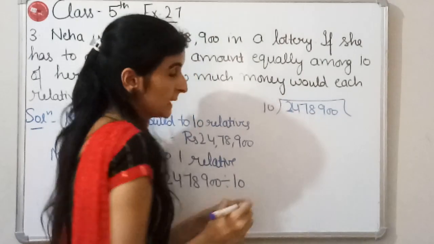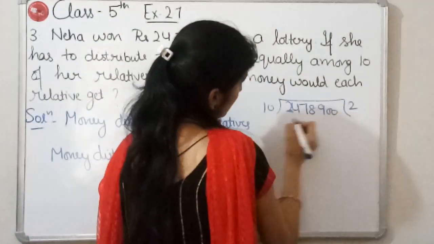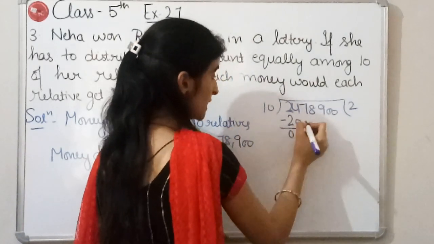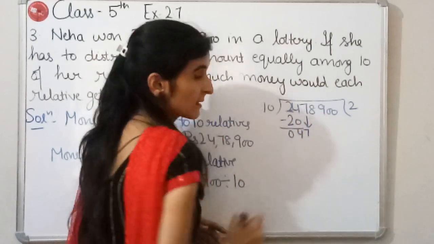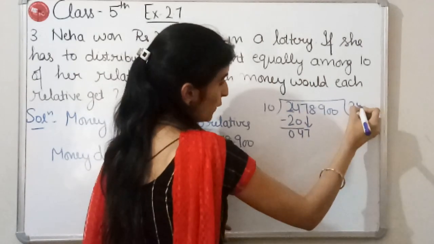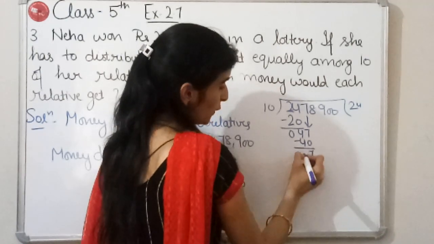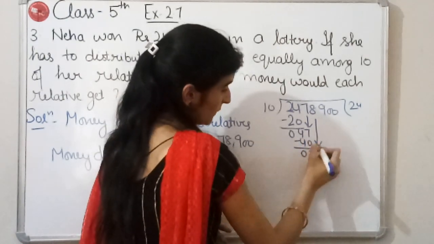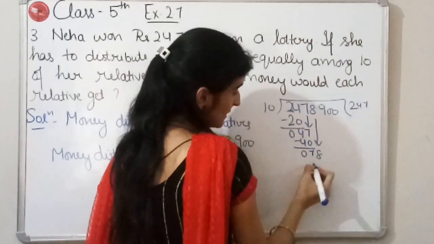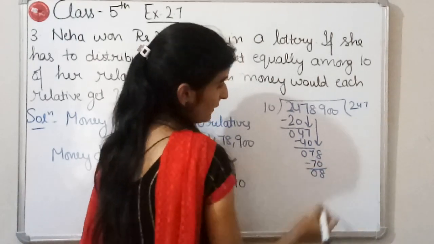Okay, so which number is nearby 24 in the table of 10? 10 2s are 20, 4 minus 0 is 4, 2 minus 2 is 0 and the next digit is 7. Now which number is nearby 47? 10 4s are 40. 7 minus 0 7, 4 minus 4 0. Now which number is nearby 78? 70. 10 7s are 70. 8 minus 0 8, 7 minus 7 0.